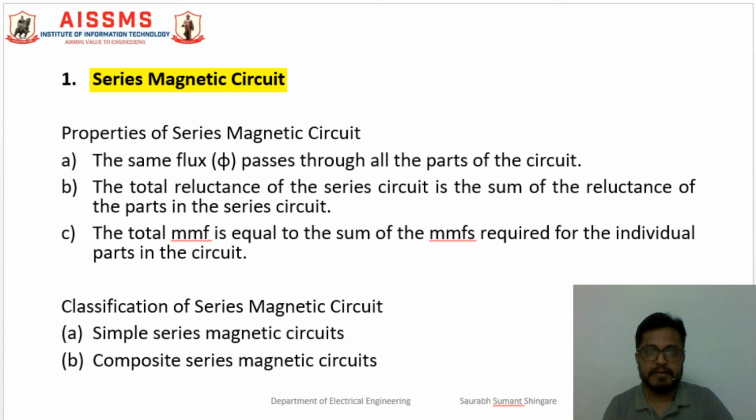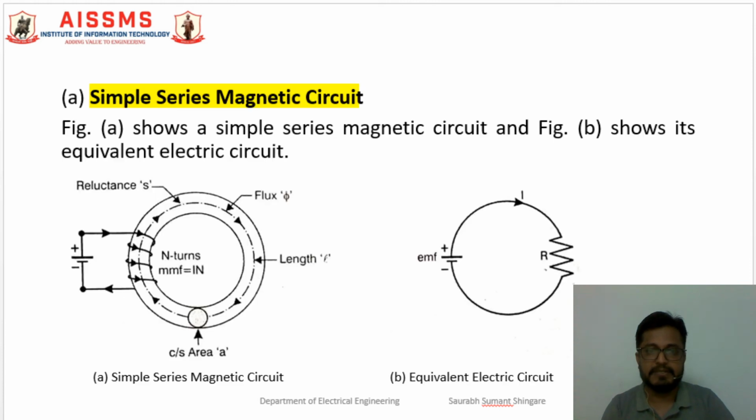Series magnetic circuit is further classified into two groups. First group is simple series magnetic circuits and second group is composite series magnetic circuit. Let us see simple series magnetic circuit. Figure A shows the simple series magnetic circuit.